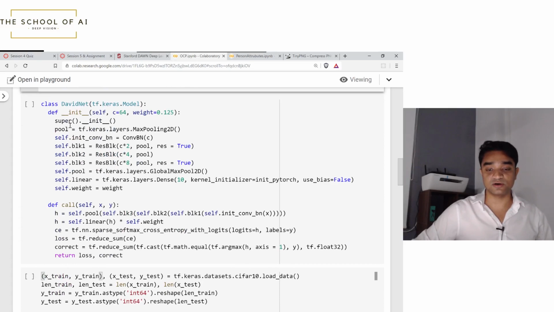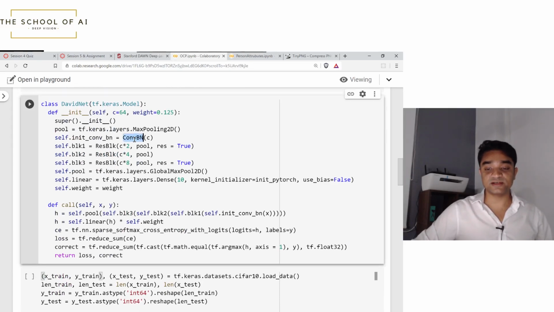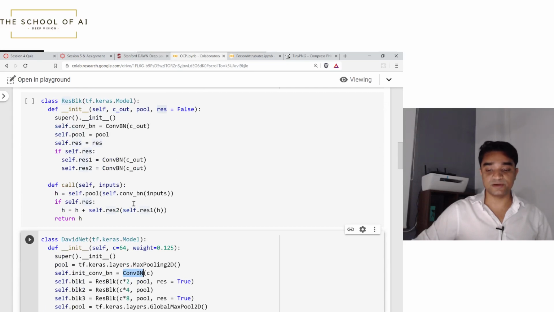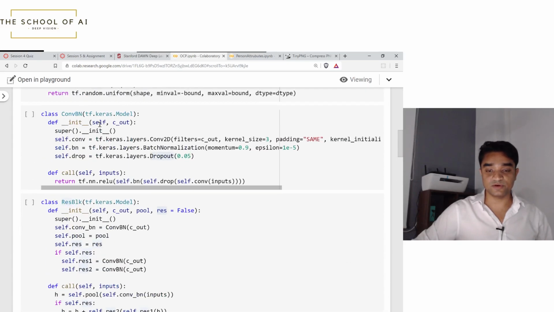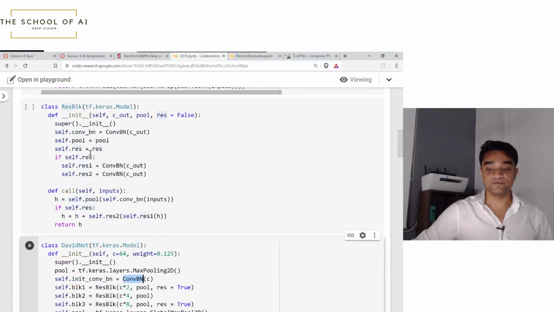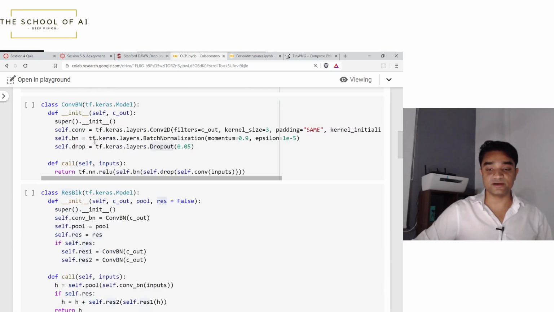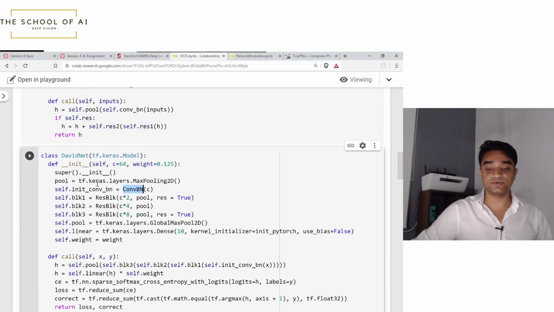Now let's understand the model. I initialize my model, self init con bn. So the first time I'm calling this code, res con bn. What is con bn? This is the first layer which I've just made: a convolution layer followed by dropout, followed by batch normalization, followed by ReLU. Right? That's the code for this line.